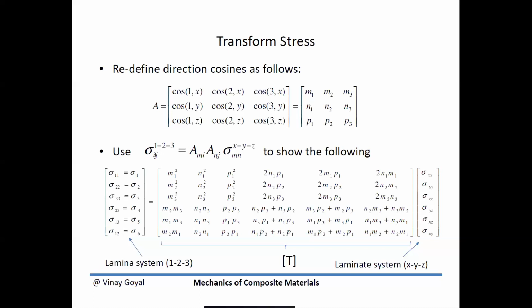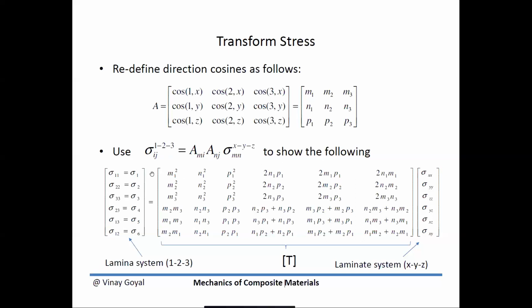And so for the first term, I have sigma 1,1, as you can see there. And now then I'll have A_M1, A_N1. Since M and N are repeated, summation is put in front of these A's, and M runs 1 through 3, and N runs 1 through 3. When you expand this, you'll be able to find that these terms turn out to be M1 squared, N1 squared, P1 squared, 2 N1 P1, 2 M1 P1, 2 N1 M1, and so forth.